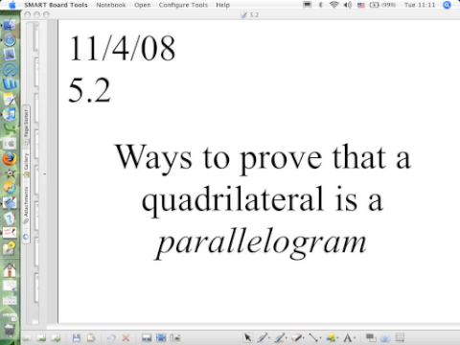Wait, isn't this what we did yesterday just backwards? Yes, and some. Wait, so this is basically inductive? No, we're still deducing. Sam, you need to go get that thing off the ceiling. Okay.